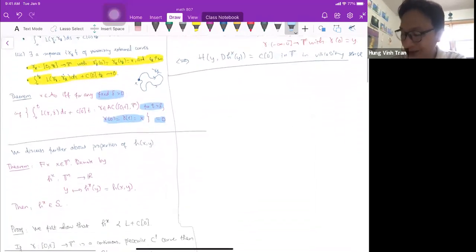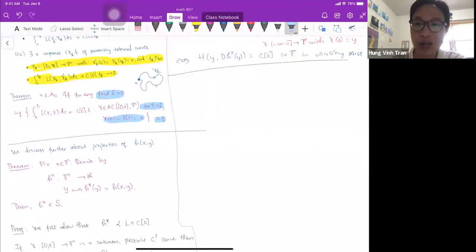The proof is not too hard, but the intuition behind it is quite beautiful in a way. So intuitively, this theorem is basically saying that we have the function h of x, y.